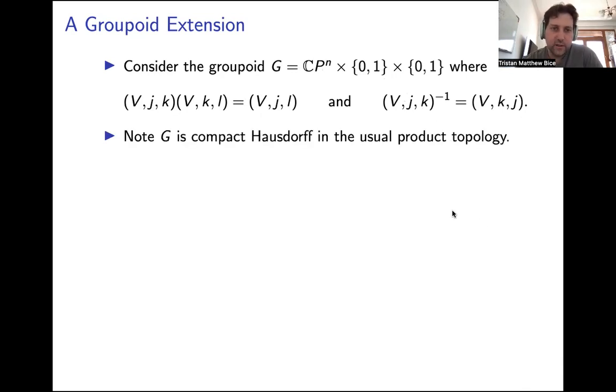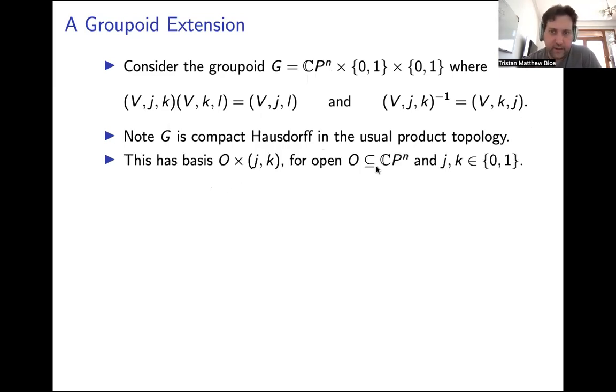So note first that this is compact, in fact. So compact Étale groupoids are not so common, but this is one of them. So this is a compact Hausdorff groupoid, just in the usual product topology. So again, often when you're defining Étale groupoids, you want something stronger or a bit different from the product topology. But in this particular case, we're actually quite happy with the product topology. So it's compact, right? Because CPN is compact, and this is just really 4 copies of CPN.